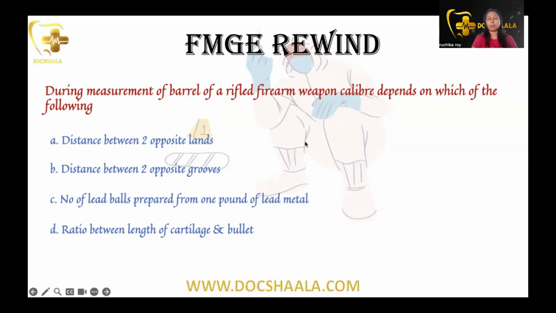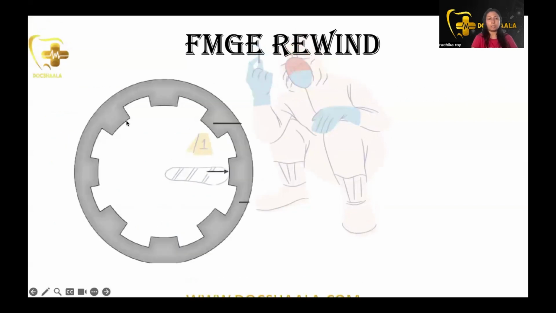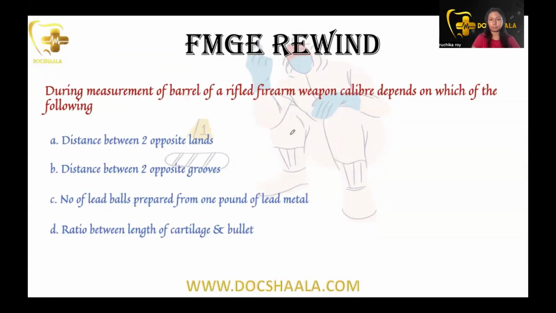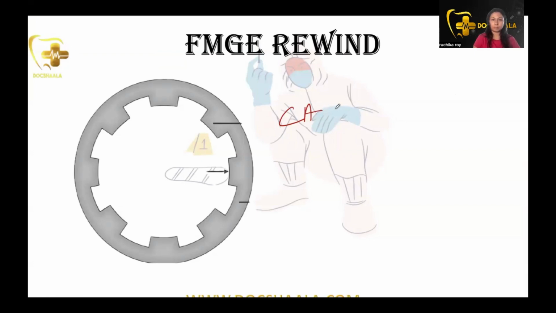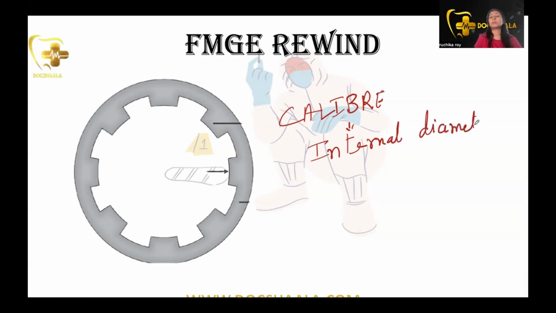So if you see in this diagram, what is calibre? It is the internal diameter of a barrel of a rifle weapon.